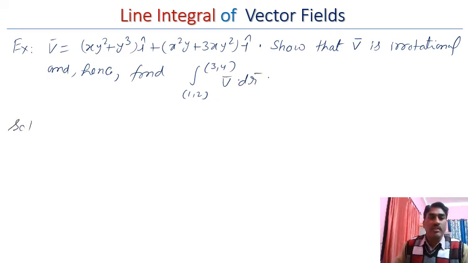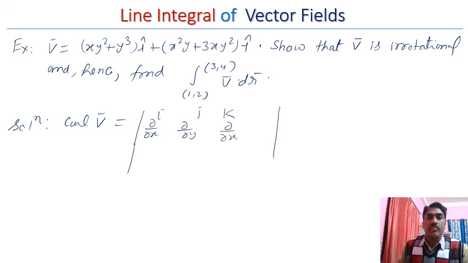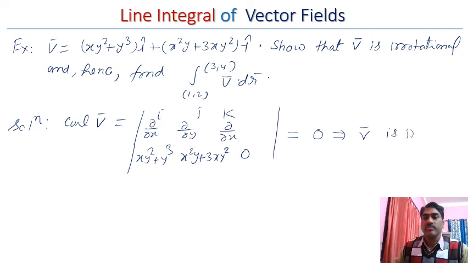So let us calculate this. First we need to find the curl of V to show that it is irrotational. So curl of V can be calculated as the determinant with i, j, k, then del by del x, del by del y, del by del z, and the components can be placed here: xy square plus y cube, x square y plus 3xy square, and finally 0. This is very simple, you can calculate and it will come to be 0. So this curl is 0, and this implies V is irrotational. It is also your homework to calculate that the curl is actually 0.